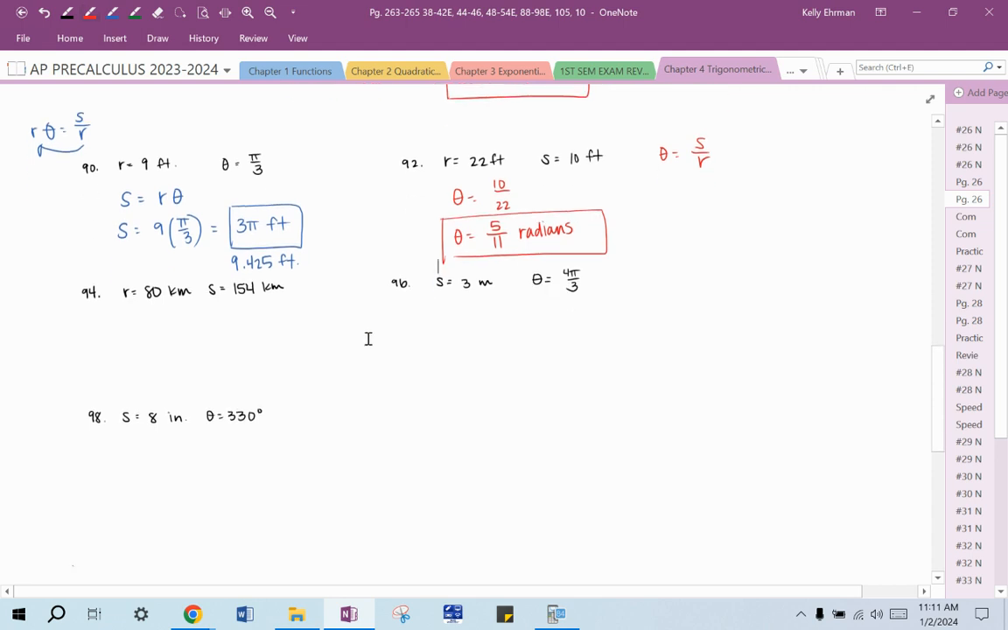Same thing with 94. These are both in kilometers. So theta is just 154 divided by 80. 154, does that divide? I don't think that divides by 4. It divides by 2. 77. And 80 divided by 2 is 40. I think that's as far as that's going to go.